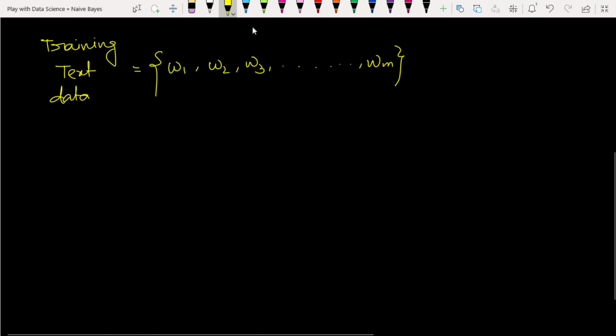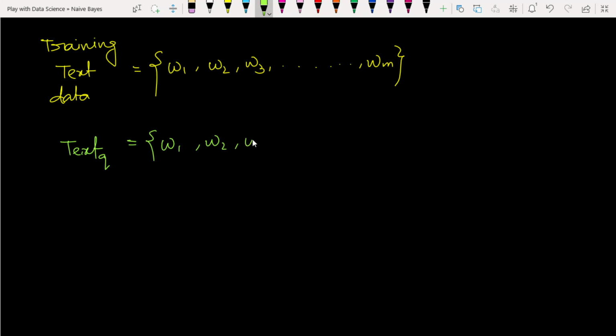Suppose we have a query text. At runtime we have to find the class label of this query text. In this query text, suppose the words are w1, w2, w3, and another word, w dash. This word does not appear at all in the training data set. So what will happen in such situations?